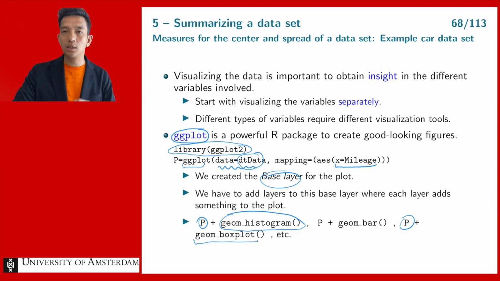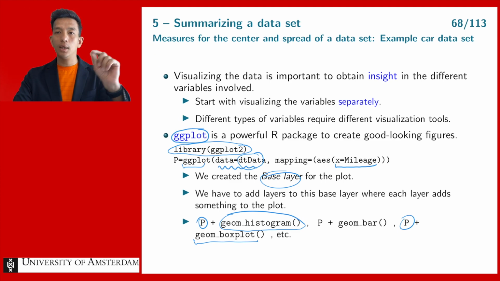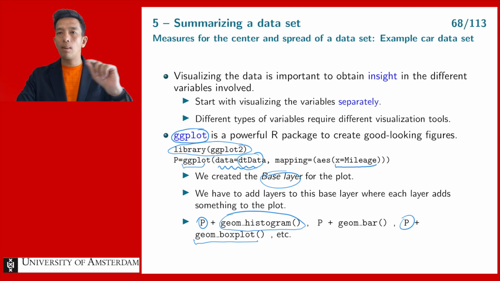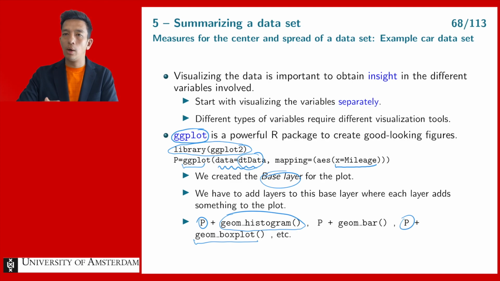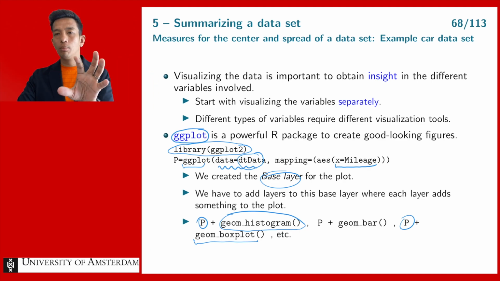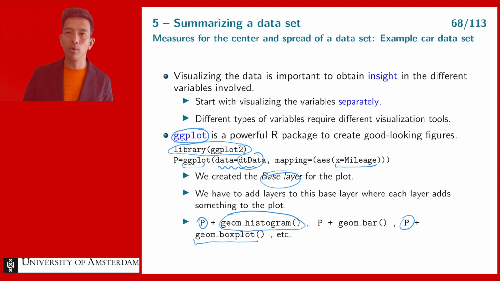So you start with the base layer, and then you add, for example, a histogram. But maybe if you have your histogram, you can add lines to your histogram. It's another layer you add to your plot. Maybe you want to add a title. It's again another layer to your plot. So you always have base layer plus something else, plus something else. And that's how you build your complete plot.